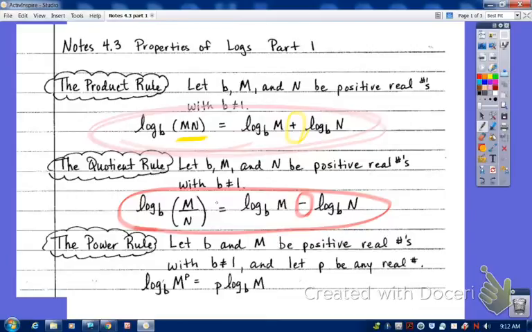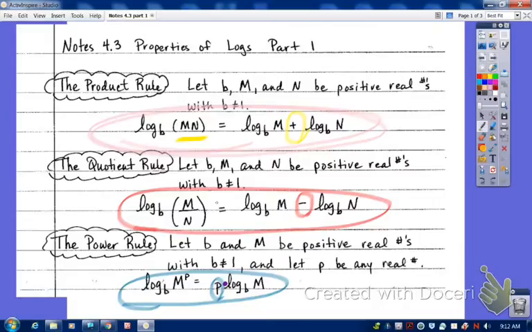And then the last one is the power rule. The power rule says if we have a log base b of m to a power, of something to a power, we're going to take that little power and bring it out in front. It's brought out in front of our log, and it's actually being multiplied times your log. It doesn't say p multiplication symbol, but it does say p logs. That's an understood multiplication.